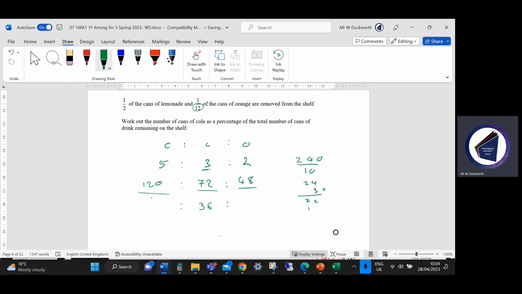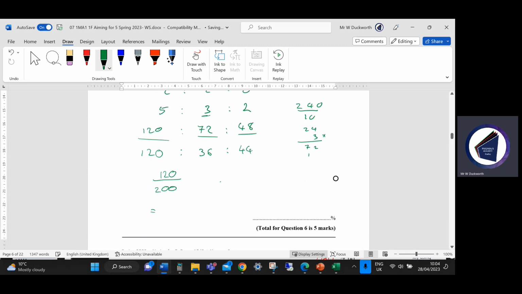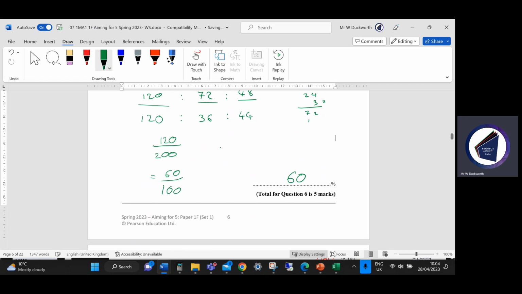Half of the lemonade and 1/12 of the orange. So that's 1/12 of 48, so 4 of those removed. That would leave me with 44 of those. Right, that makes better sense. So the percentage of the total number of cans of drink: cola is 120, and then the total number, these add much better. So we're looking at 80, so it's out of 200, which works so much better. So we're looking at 60 out of 100. So as a percentage, we're looking at 60%. There we go. Got there in the end.